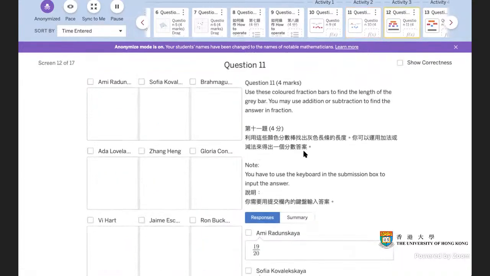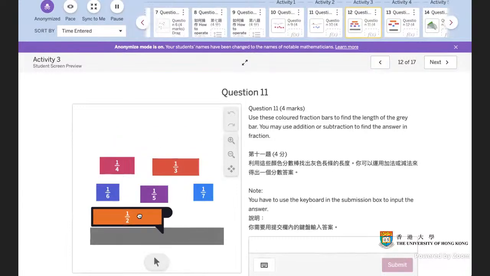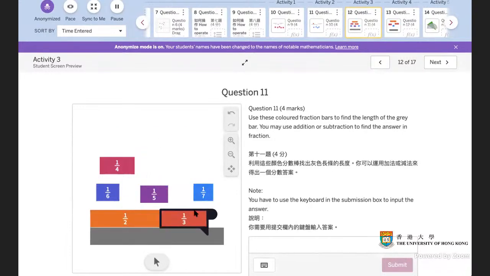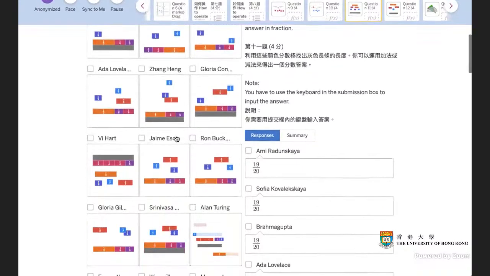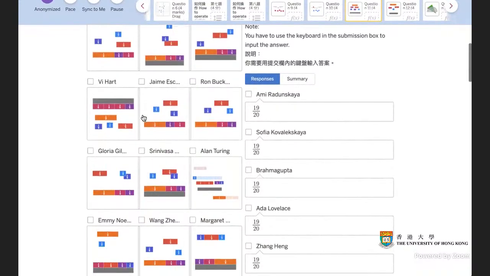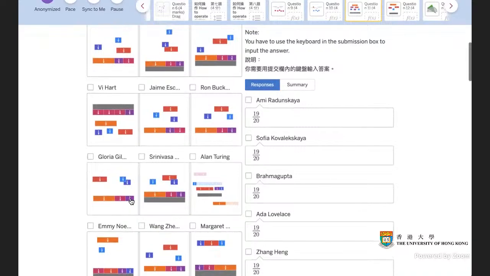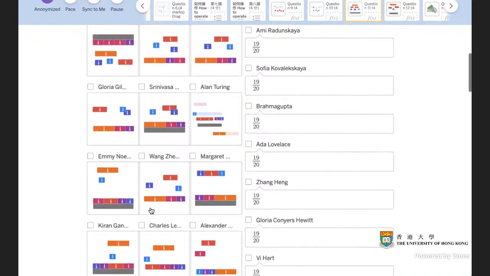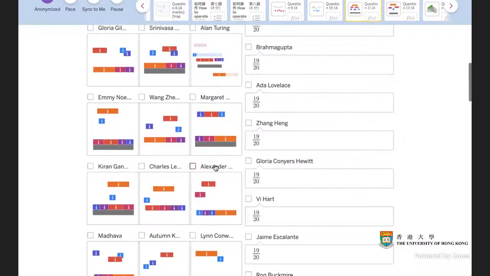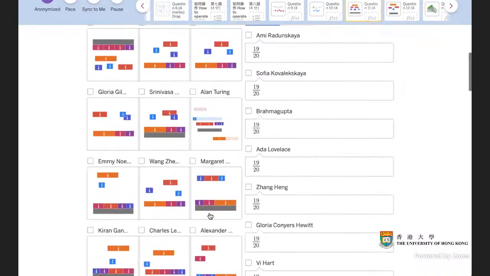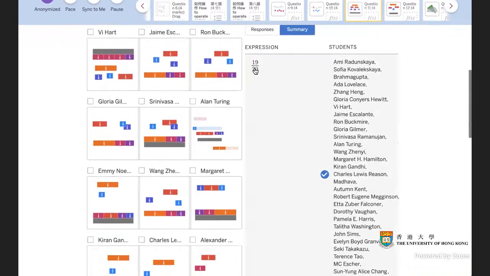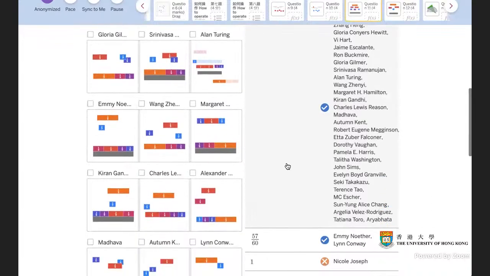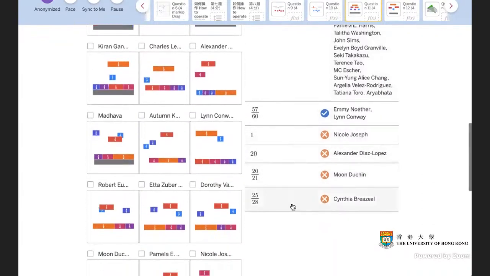Okay, the next one is about fraction bars. They are asked to find the length of the grade 1 by arranging the fraction bars, finding out its length and calculating it. These are the results. Here you can see that the picture also shows that many of them can successfully find the fractions matching with the grade 1. Although some seem to do it in more than one way, the numerical answer is also showing that they can get the result. So this is 19 over 20 by the length, and only a few make the mistake here.